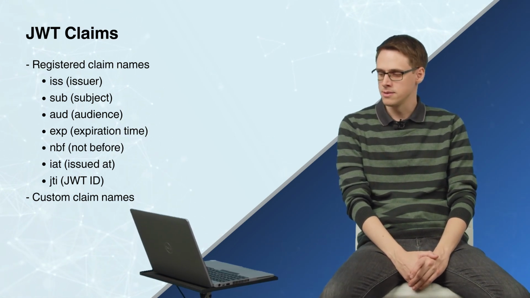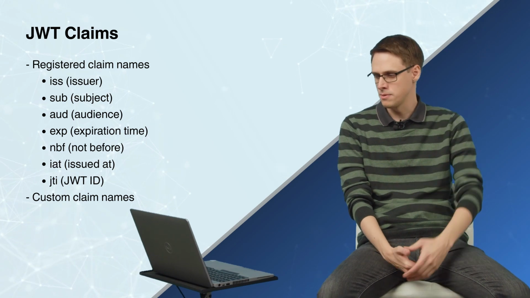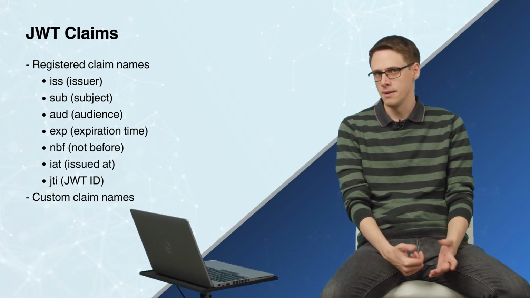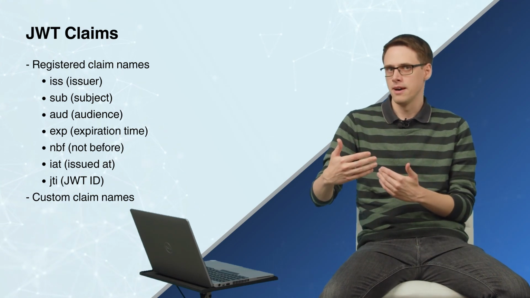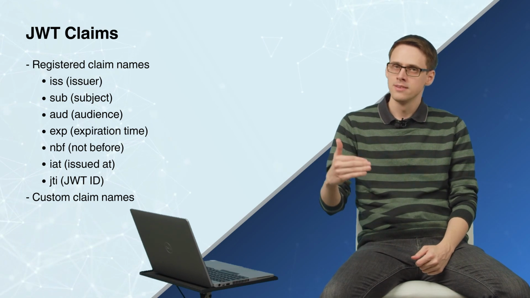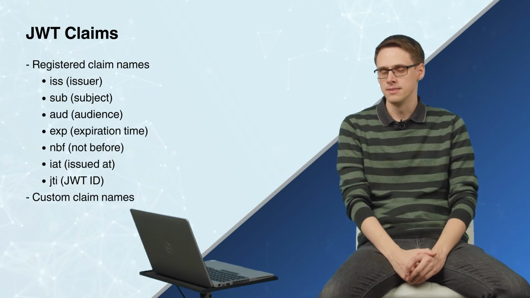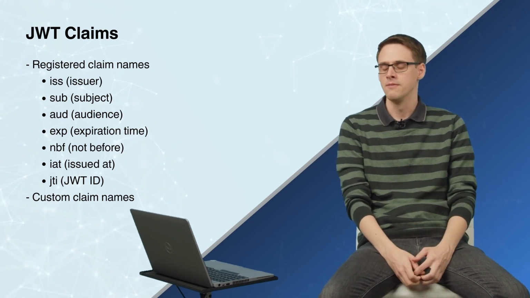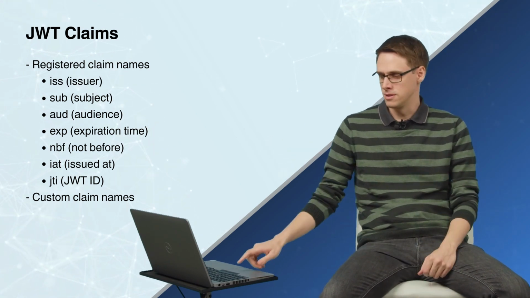And then there are some fields about dates. So the expiration time is there, the not before, and the issued at. And like the names say, they define when the token expires, when it was issued, and the earliest date it is valid for. So for example, you could issue tokens which are only valid in the future if you so desire.